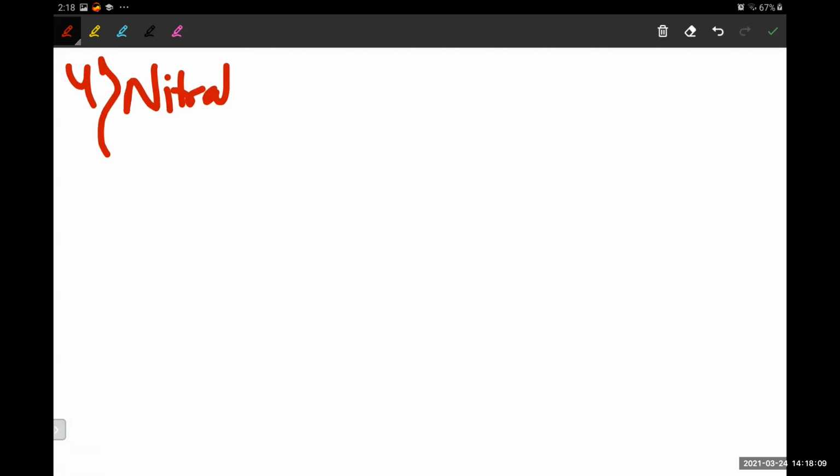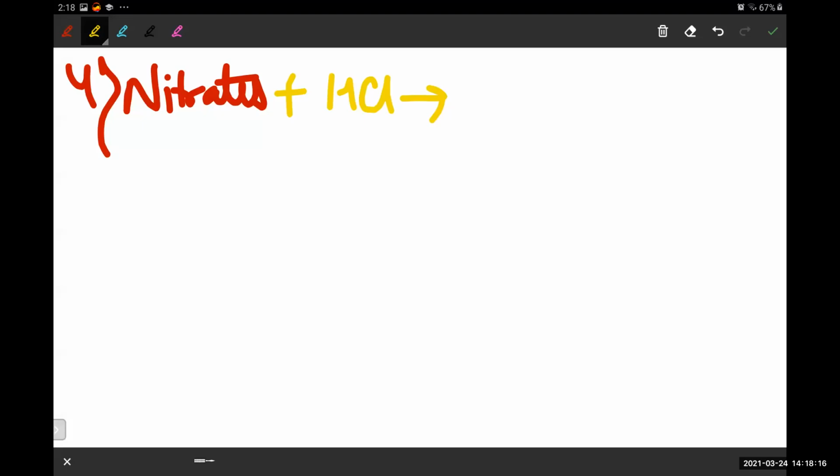Let's look at the next type of salt. Let's talk about nitrates now. Nitrates are also a salt. So the fourth type of salt is nitrates. So nitrates plus HCl will give us what? It will give us nitrate. What will it give? Tell me.